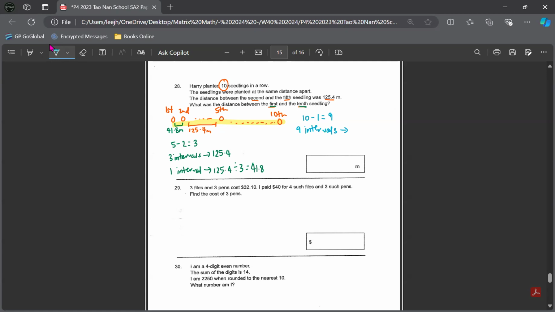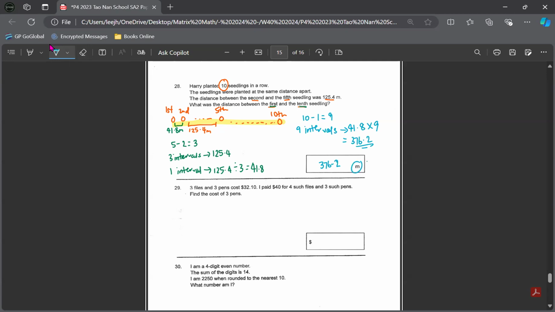So if one interval is 41.8, how to find 9? 41.8 times 9. Answer is 376.2 meter. So write 376.2. The meter is given, so just write that.